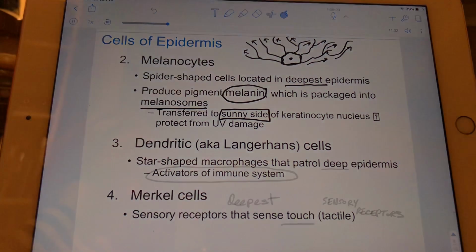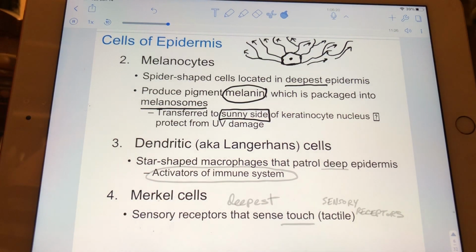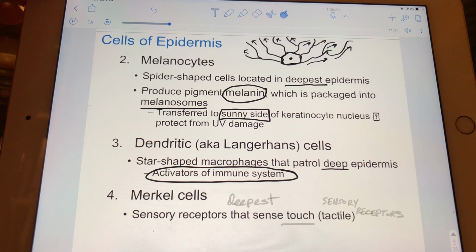So really, really cool. We can also find dendritic cells, also known as Langerhans cells, in the epidermis, and these guys are found in the deeper layers of the epidermis, not necessarily deepest, but deeper layers, and they're kind of like the private police force of the epidermis. In other words, they have immune function, okay, but they're housed only in the epidermis, okay?